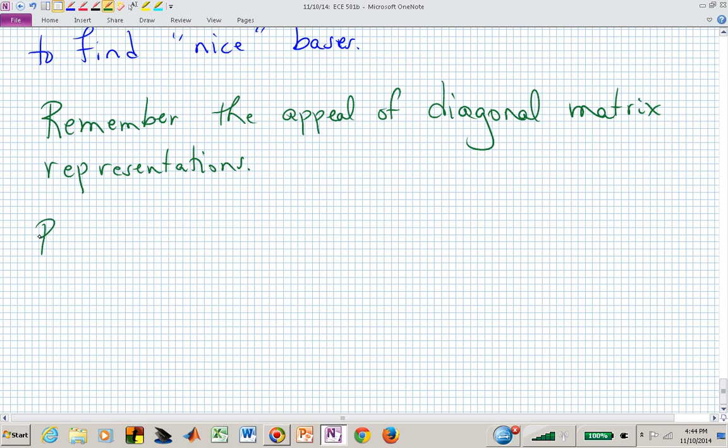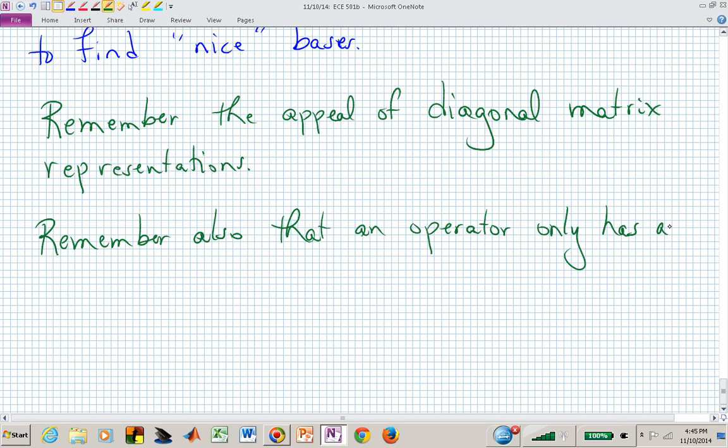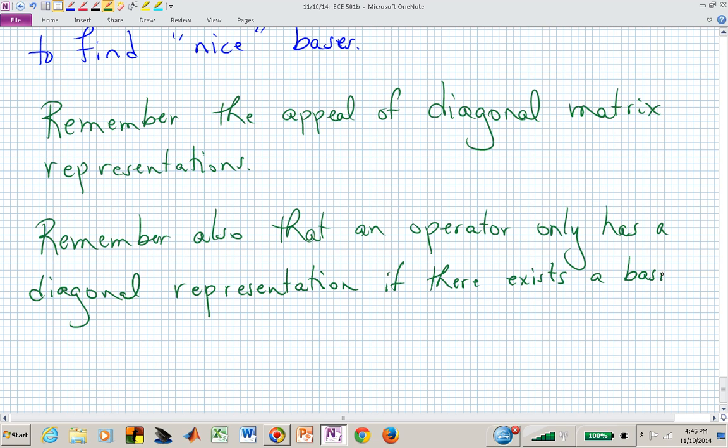Also, remember that an operator only has a diagonal representation, and now think of exam number 2, if there exists a basis consisting of eigenvectors of the operator.